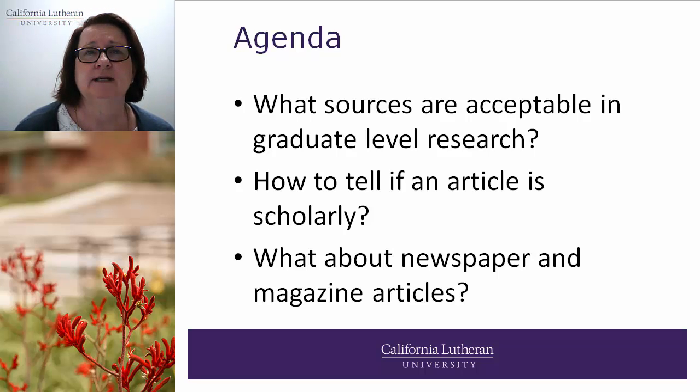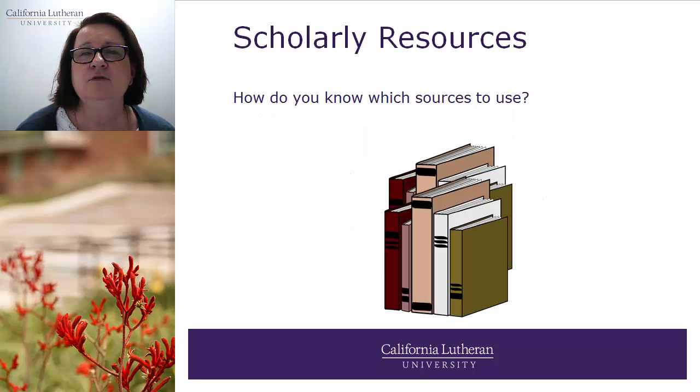The most important thing to be able to do is to tell if an article is scholarly and to find out what to do about newspaper and magazine articles. How do you know which sources to use? When you first approach research, you get thousands of possibilities, and you're going to be tasked with whittling them down and choosing the best sources for your assignment. Your professor is a great source to help you decide what is appropriate.